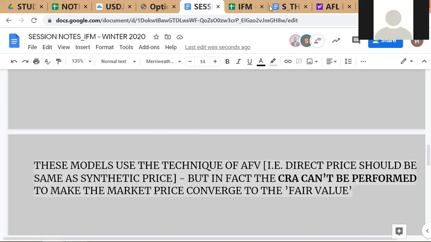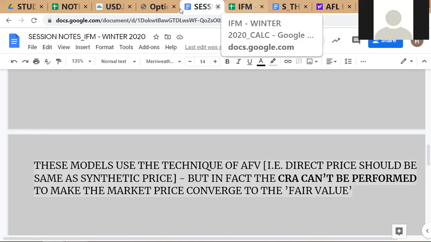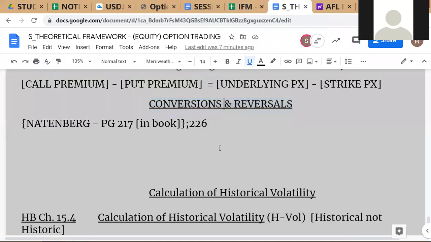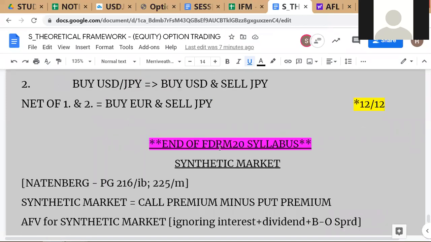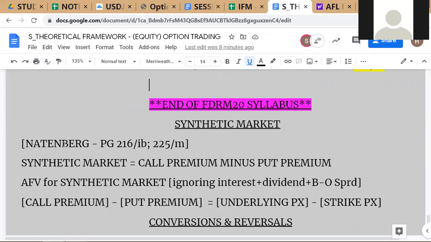So why did we have all these discussions of fair value models and all that? To understand the importance of the arbitrage pricing, arbitrage free valuation principle. That is, you find out if there's a synthetic, then find out the cost of the synthetic. And the rule is that the cost of the synthetic should be equal to the actual market price. The cost of the synthetic position should be equal to the cost of the direct position taken through the direct market price.